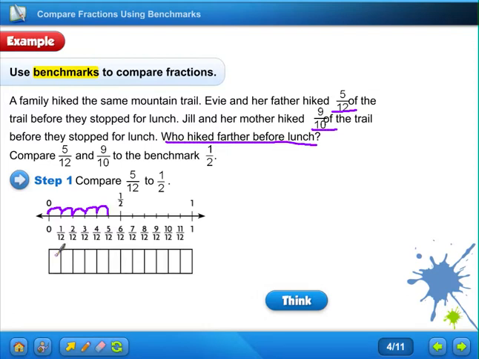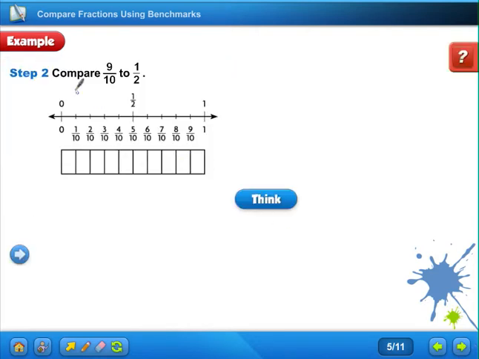Or you could shade this in. 1, 2, 3, 4, 5. All of that. That is less than 1/2. So Evie and her father, who hiked 5/12, is right here. They didn't even hike half the trail before they stopped. Let's look at the next one.